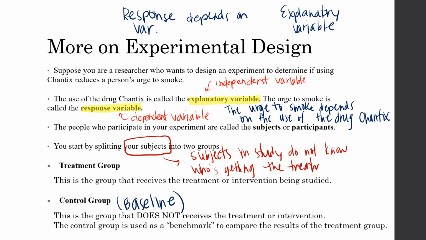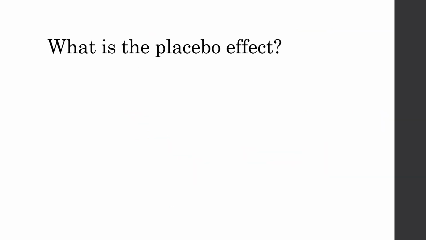And in this case, specifically the Chantix. All right, so both groups are going to be getting a pill, right? They don't know who's got the real Chantix and who's got the sugar pill or the placebo. All right, so sometimes when we design experiments, we can observe something called the placebo effect. So let's talk about the placebo effect.